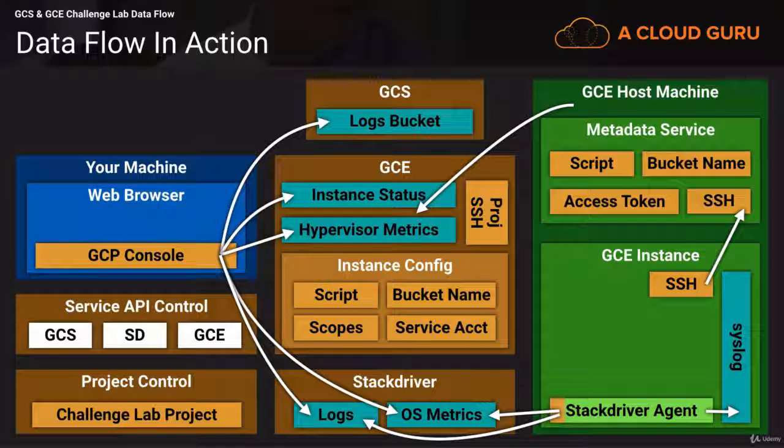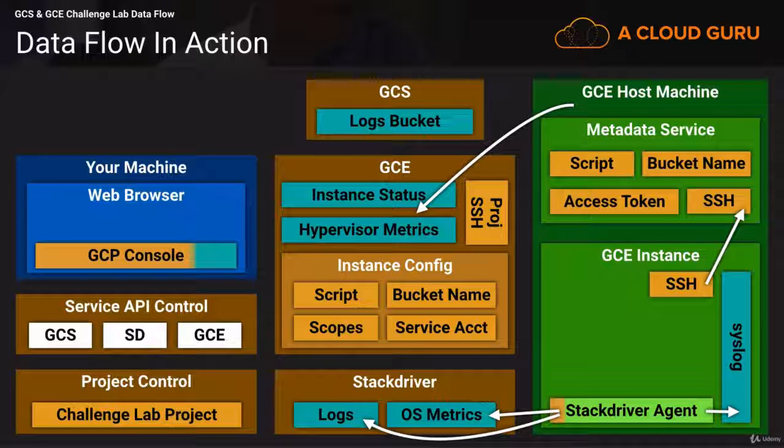You can check the status of the machine or the metrics that are visible to the hypervisor in the GCE area of the console. You can check whether the file has appeared in the logs bucket in the GCS area. And in Stackdriver, you can watch for the logs to show up, indicating that the startup script was able to install the Stackdriver agent, and the agent was able to use the access token to write the logs. All of this information is visible to you in the GCP console.